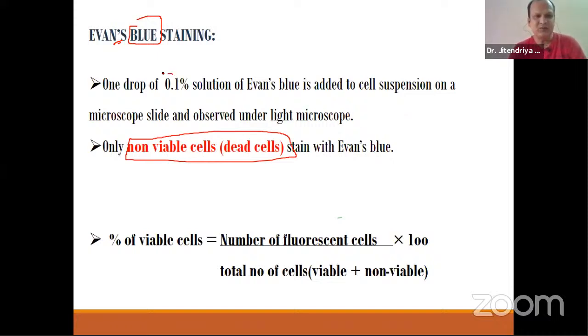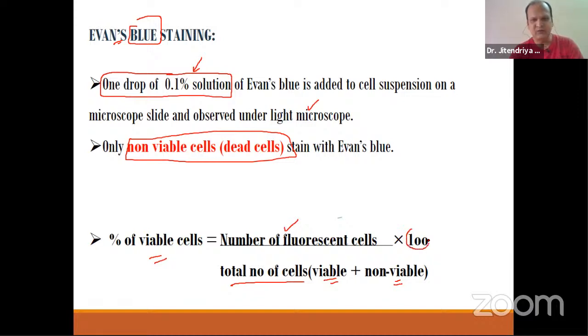So how much is required? You only have to apply 1 drop of 0.1% solution. This is a very small amount. Easily you can put that and visualize it under the light microscope. So how can you determine what percentage of the cells are viable? There is a formula: number of fluorescent cells upon total number of cells, where total means how many are viable and how many are non-viable, into 100.